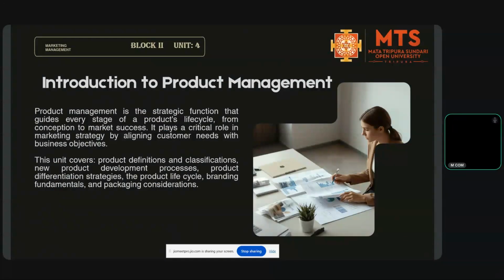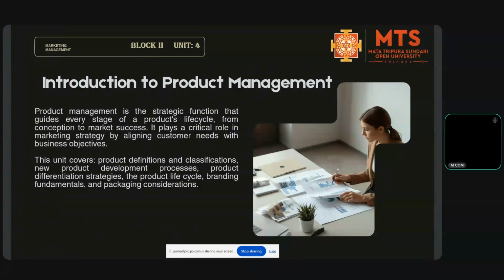Starting with Unit 4, here we will discuss product management, how we can manage a particular product in the market as well as in the companies. Product management is the strategic function that guides every stage of a product's life cycle, from starting point to market success. It plays a critical role in marketing strategy by aligning customers' needs with business objectives.